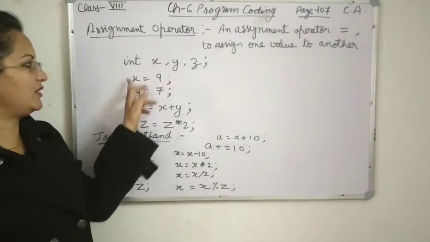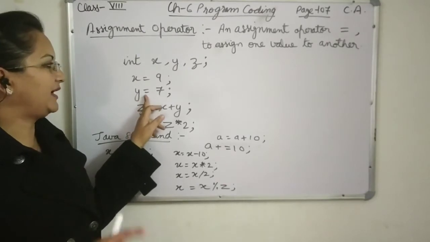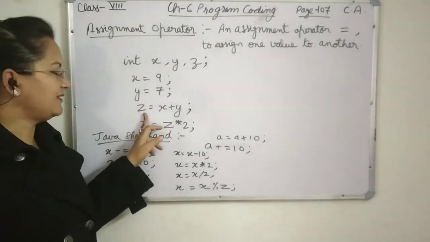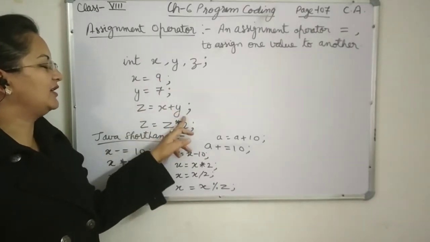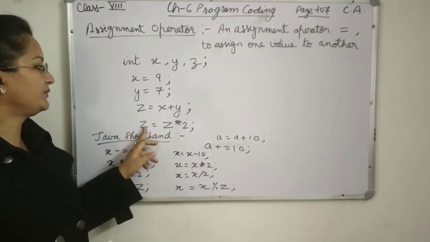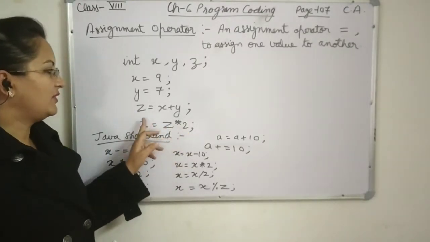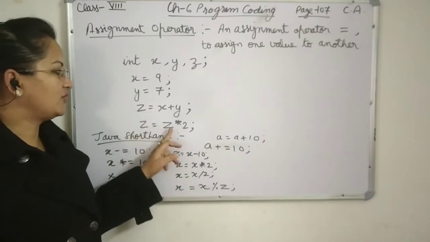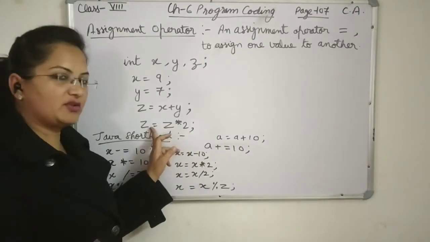So 9 is assigned to x. Now value of x is 9. Here value of y is 7. Now what is z? Z is x plus y, that means 9 plus 7. So what is its value? Z will be 16. Now here z equals z multiplied by 2. So here z was 16. So now the new value of z will be 16 multiplied by 2, that means 32.